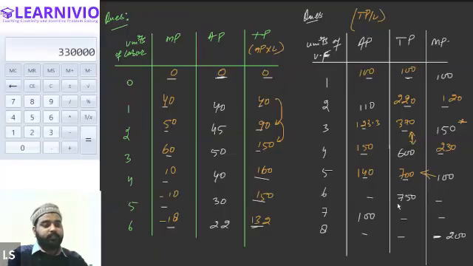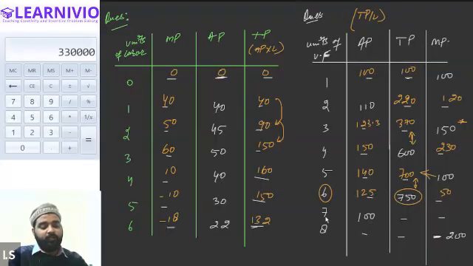Then at the 6th unit, total product is 750. That means there is a change of only 50 units, so this 50 will be the marginal product. To find the average product, we divide 750 by the labor 6. So 750 divided by 6, we get 125. Yes, sir. After that, average product is 100 and the labor is 7.